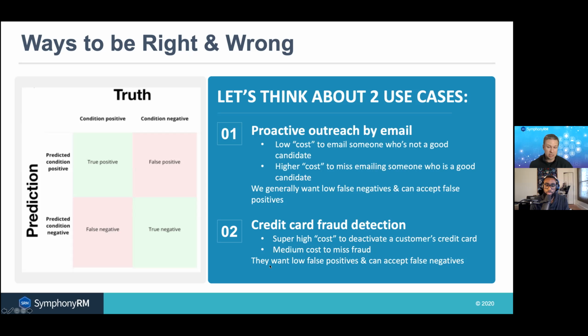So in this case, we could say they want really low false positives. They don't want to turn off people's cards that they don't need to, and they can accept some false negatives. They can cover the cost of fraud if they miss actual fraud cases. So just ways to think about applying this to actual use cases.